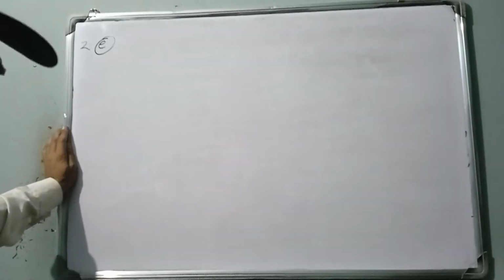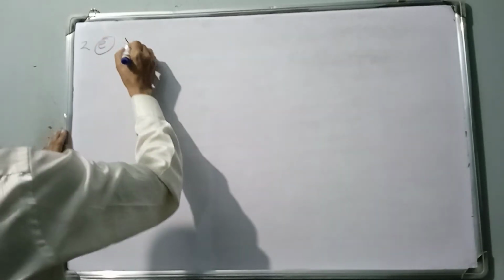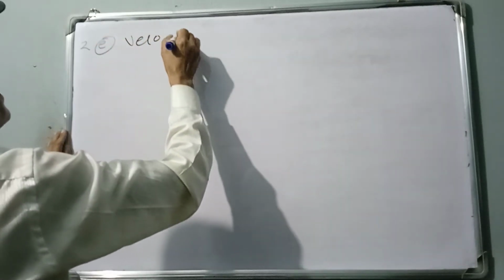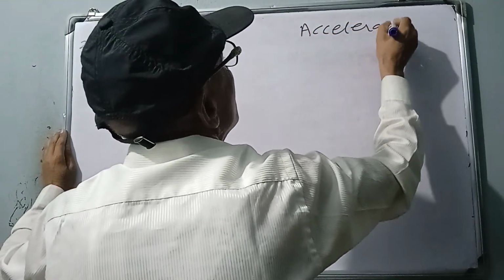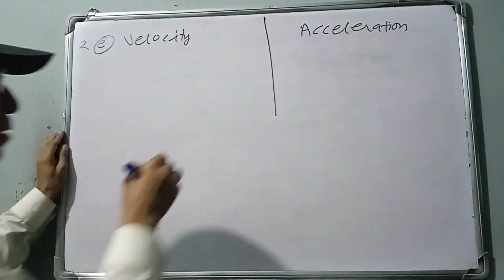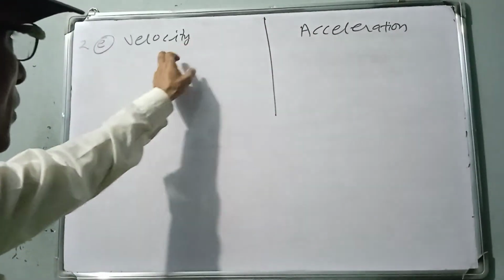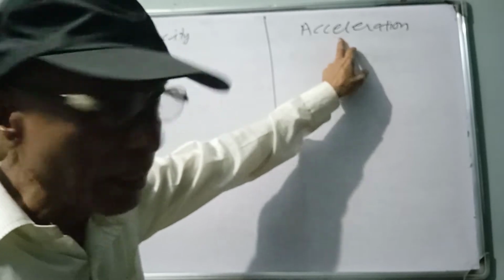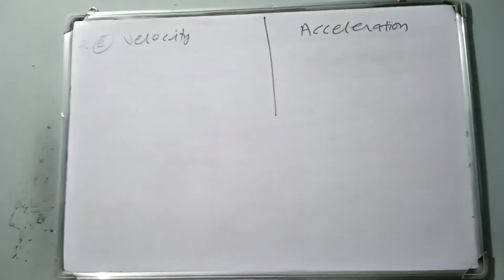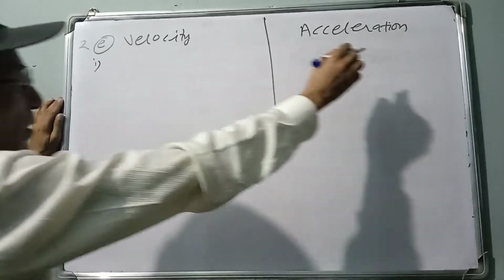Speed and acceleration. In the same way, velocity and acceleration. Confusion हटा दीजिए. Vector quantity. यो लेख्नु पर्दैन because both are vector quantities. So one similarity between velocity and acceleration is that both of them are vector quantities. So it is not necessary to write down vector.